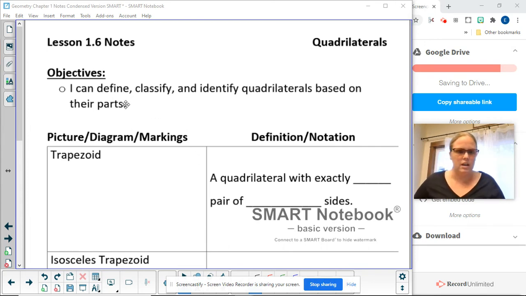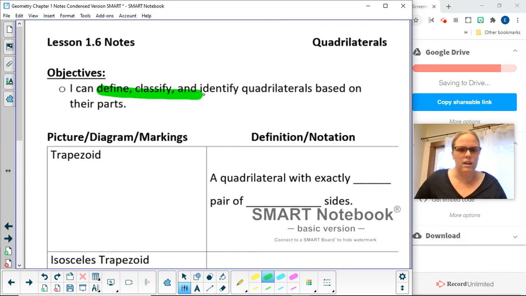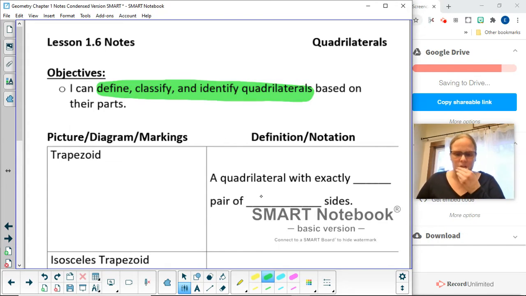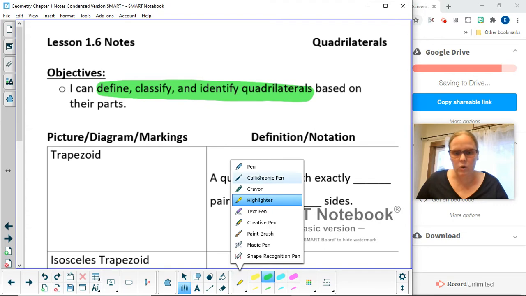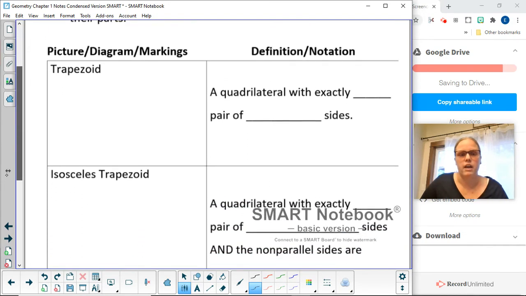Our objectives today are to be able to define, classify, and identify quadrilaterals. So remember, quadrilaterals are the four-sided figures. The typical one that you think of would be a square or a rectangle. But there are quite a few, and we're going to put in all of the markings and definitions for them. Now remember, we cannot assume something is a shape based on how it looks. We need to have evidence.